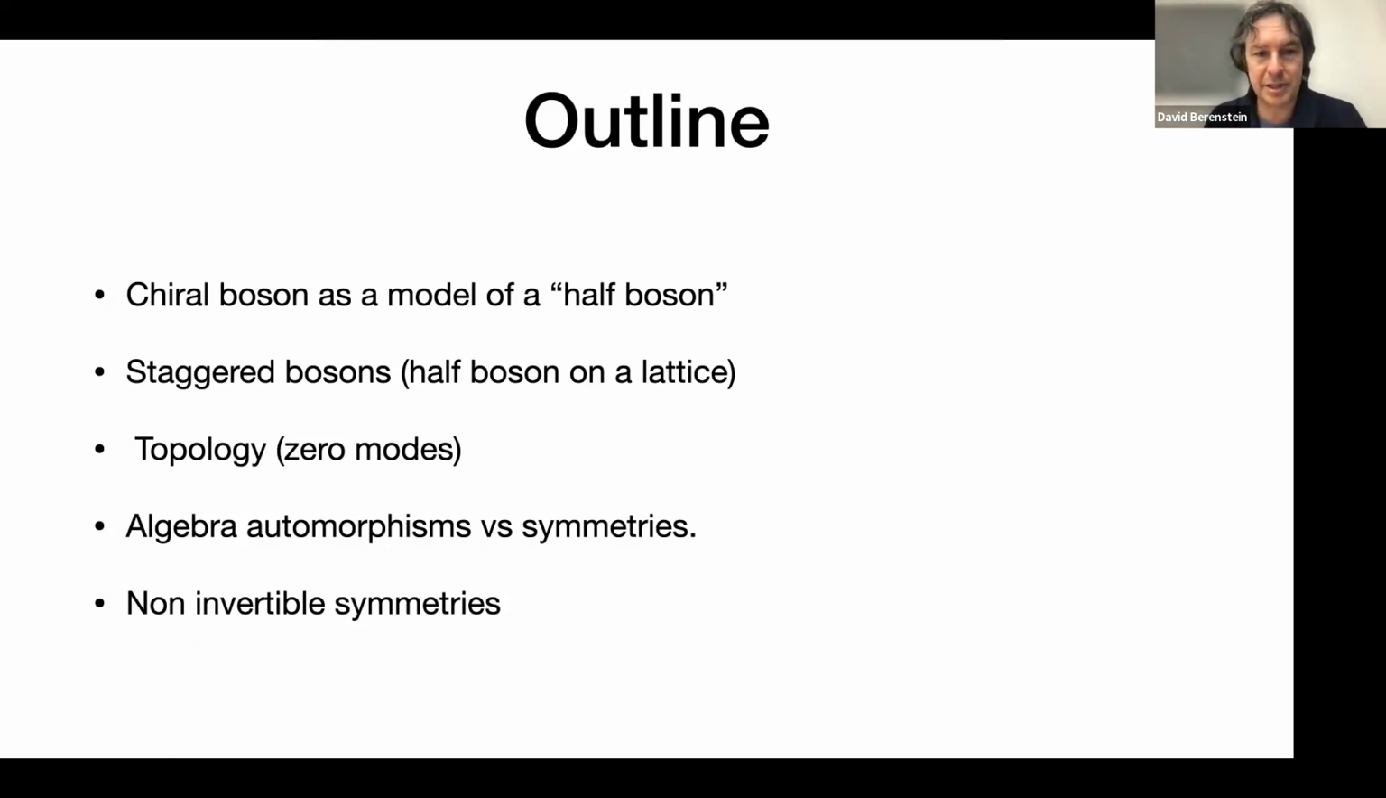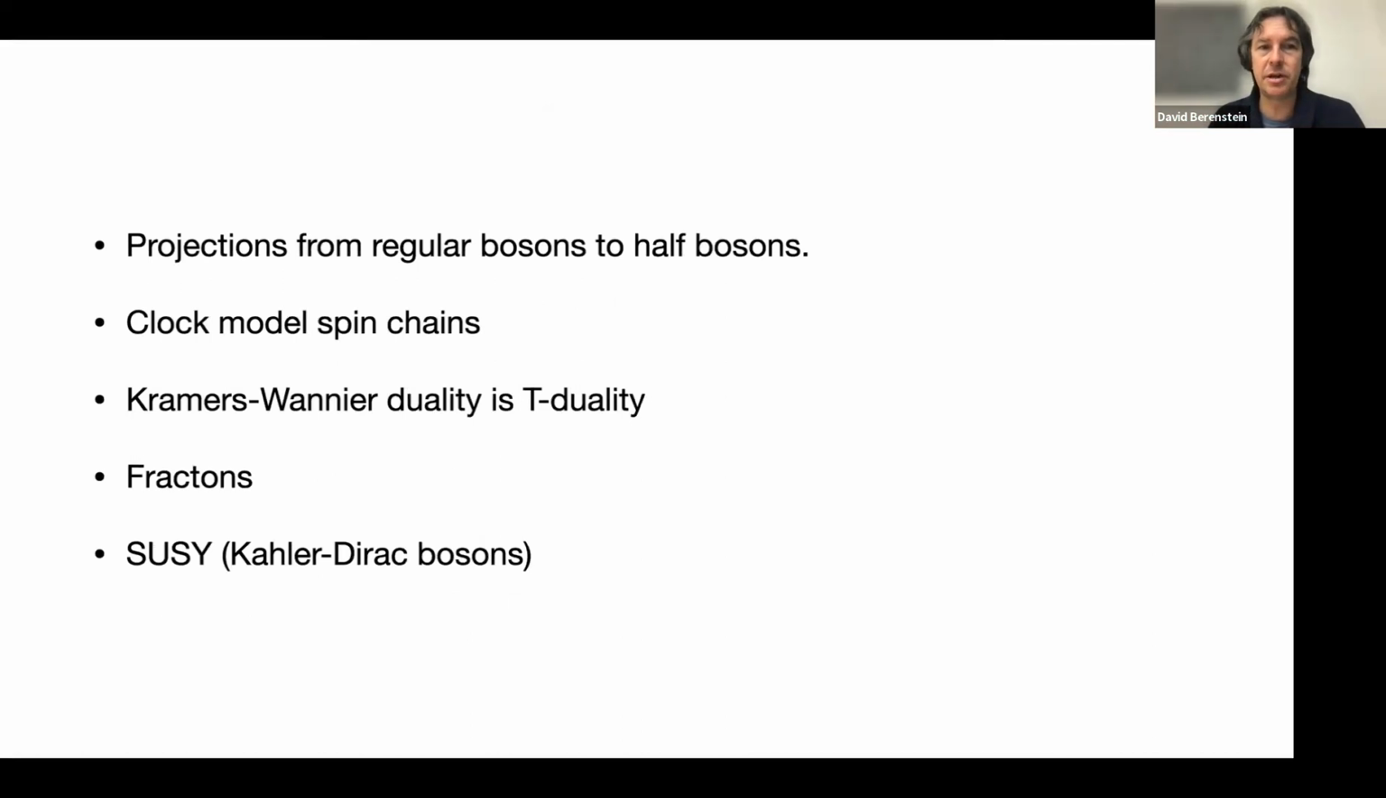So I'll talk a little bit about what are non-invertible symmetries, and then I'll talk about how to get these half bosons from regular bosons. And then I'll talk a little about the compactification of these bosons, which is, the goal is to basically go to this finite number of states per unit volume.